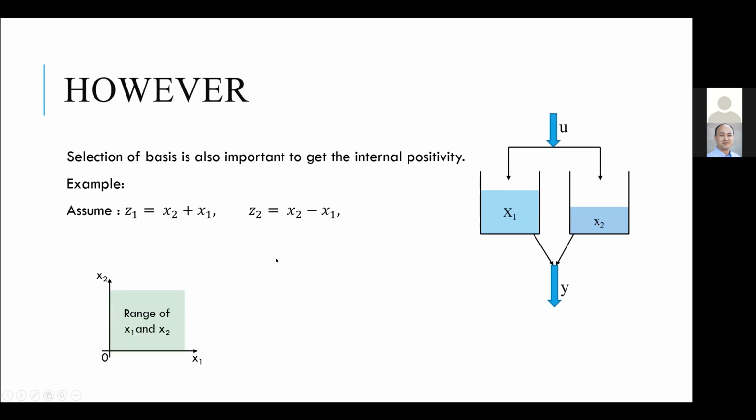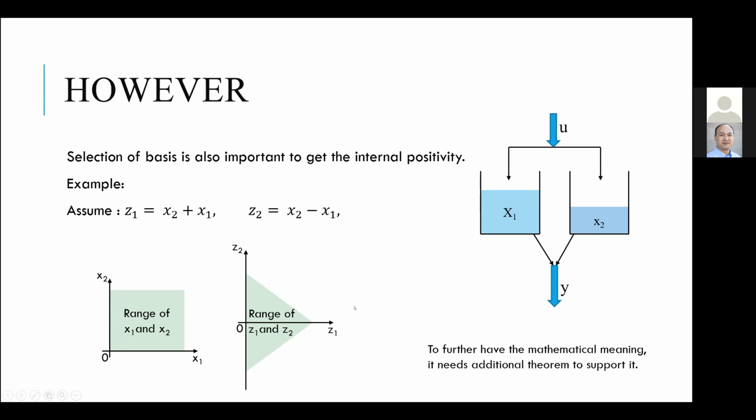The graph explanation is like this. In the first case, the range of x1, x2 is all in the first quadrant, which is all positive. In the second case, your z1 is always positive, but z2, the difference, can sometimes be negative. So this gives you some trouble. If this happens, it is not a positive linear system. To have further mathematical meaning, you need additional theorems. It still needs a lot of theorems to support the definitions.